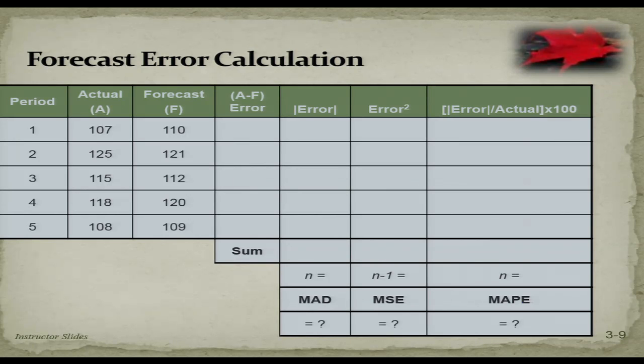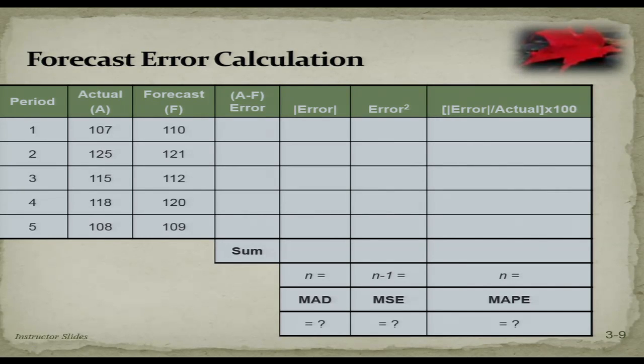Okay, this is the first example we'll go through together in this semester. Now we have one product, but 5 different periods. So now n equals 5. You can think about this as weekly demand. In the first period, the actual is 107 and the forecast is 110. The second actual is 125, forecast 121. Similar until the 5th period, the actual demand is 108 and the forecast is 109. Now we want to calculate MAD, MSE, and MAPE correspondingly.